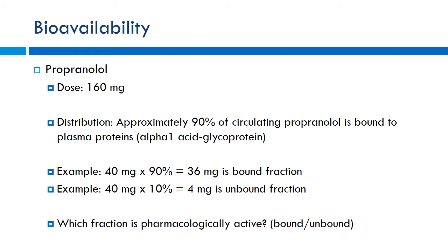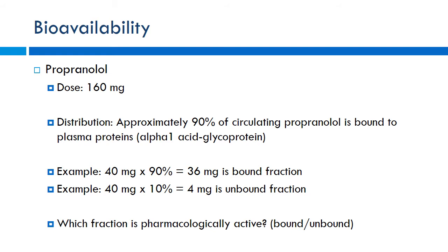But in this case, let's say, for instance, that of the 40 milligrams that made it to the systemic circulation, 90% of that's going to be bound up by that alpha-1 acid glycoprotein. So 36 milligrams is bound, and then 4 milligrams is actually going to be active. So that 4 milligrams, that's the physiologically active drug. That is actually what's able to interact with those beta receptors in the heart to slow down your heart rate.